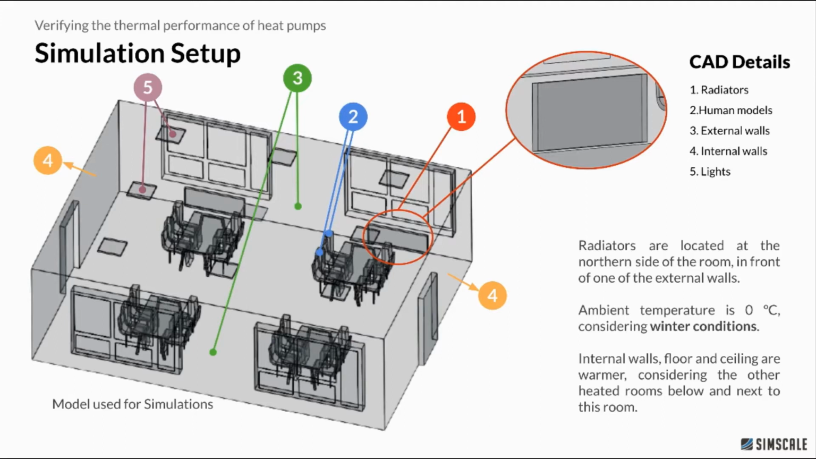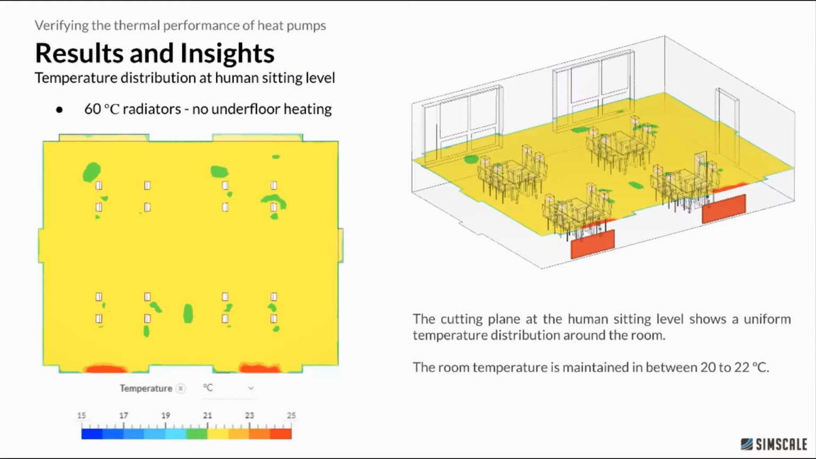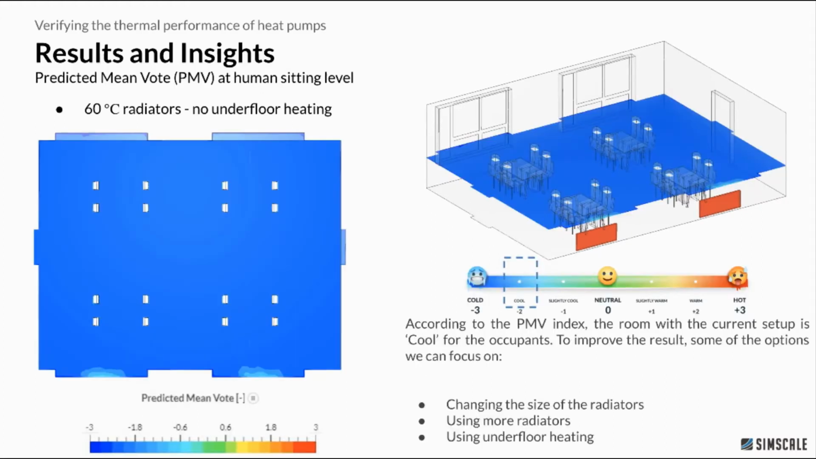Based on the base case simulation run, temperature is well distributed at human sitting level. It's maintained in between 20 to 22 degrees, which is a good room temperature achieved with the help of the radiators in the winter conditions. But the way to assess whether the thermal equilibrium is achieved or not is to check the PMV at human sitting level. As a result of the base case simulation run, the room is observed to be cool for the occupants and further improvement is needed for this setup.